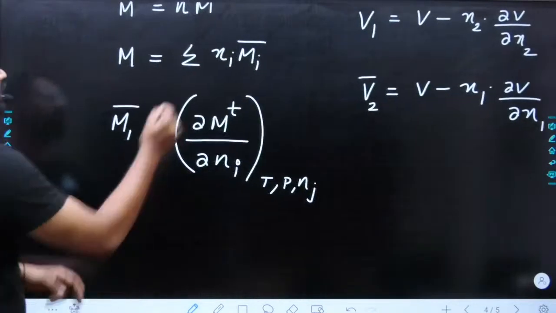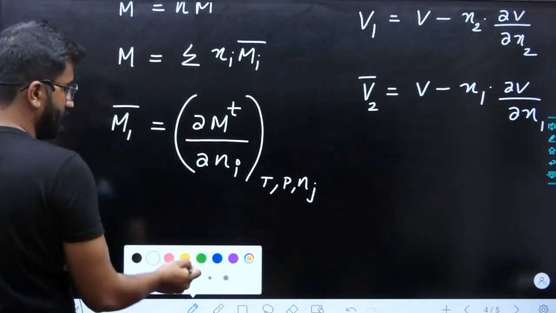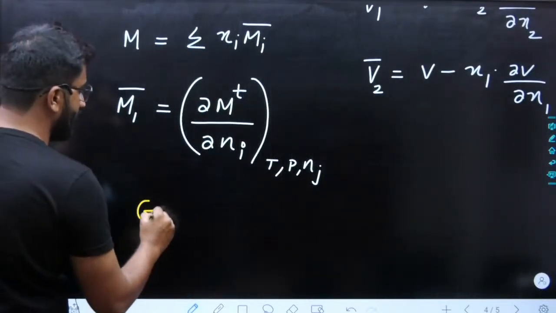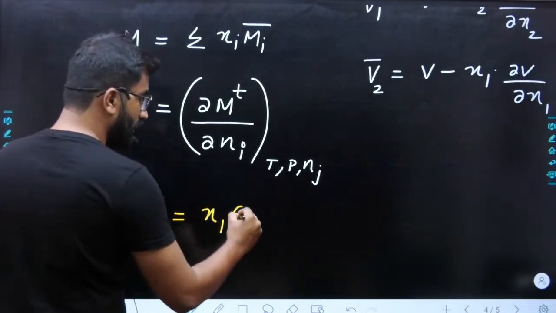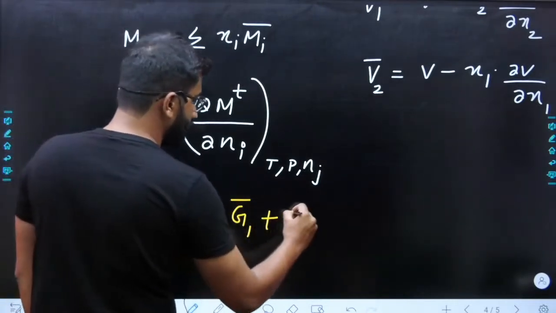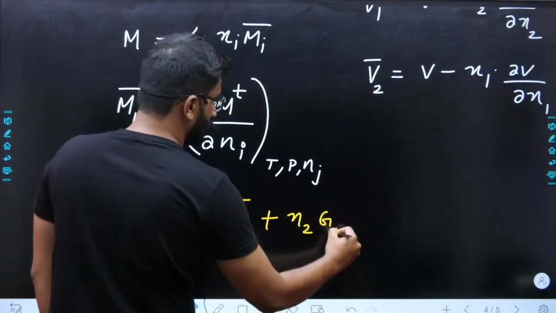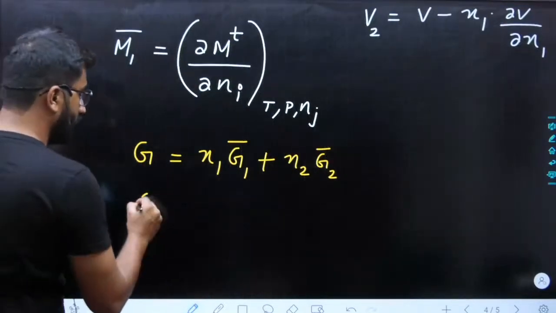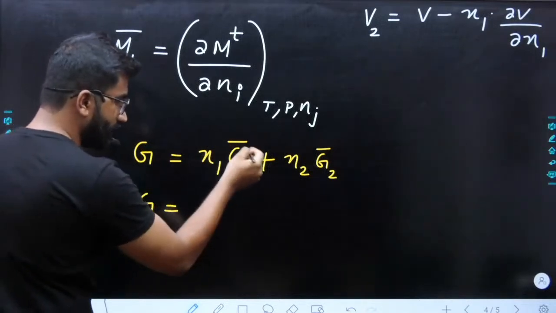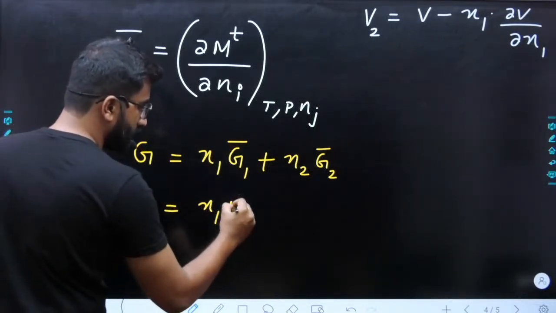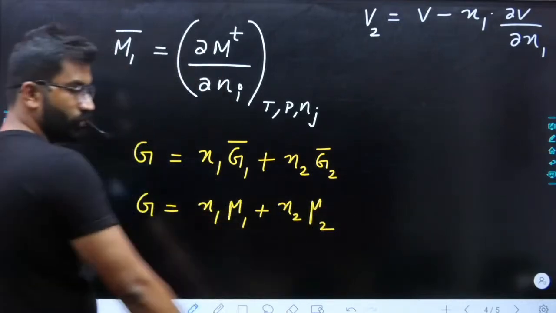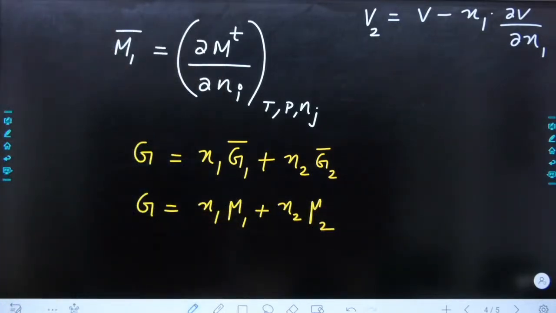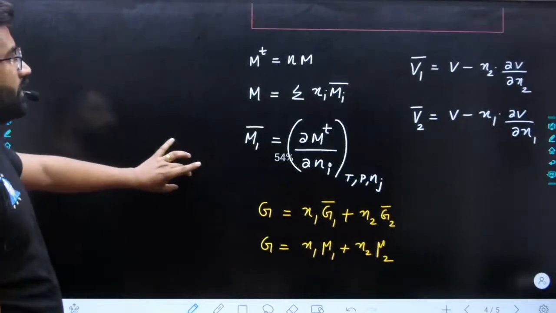So what is an example of this equation? That is, if you want to find the Gibbs free energy of a solution, for a binary mixture, you can write x1 into g1 bar plus x2 into g2 bar. Or the partial molar Gibbs free energy can be written as chemical potential: x1 mu1 plus x2 mu2. So these are the basic equations you need to remember.